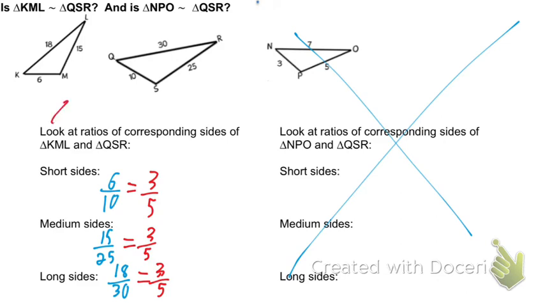Yes. Yeah, so you can say triangle KML is similar to triangle QSR by what this time? Side. Side. Side. Similarity. Don't forget the similarity thing. If you were to forget similarity on that, you'd probably lose a point or a half point at least on a test. Hint.